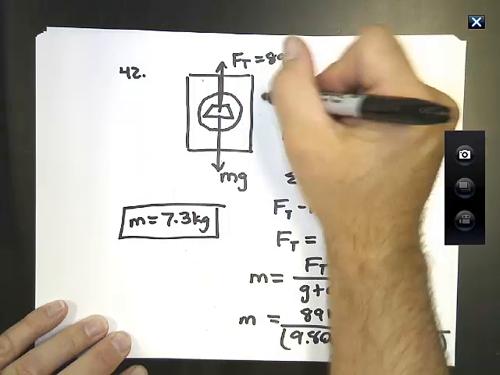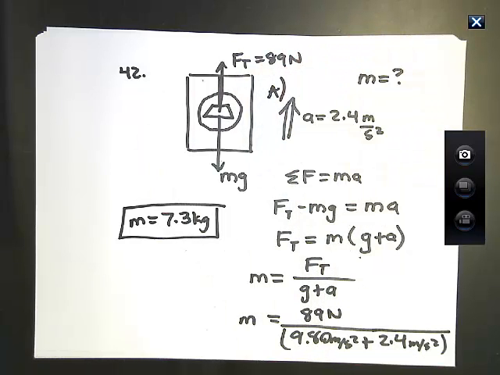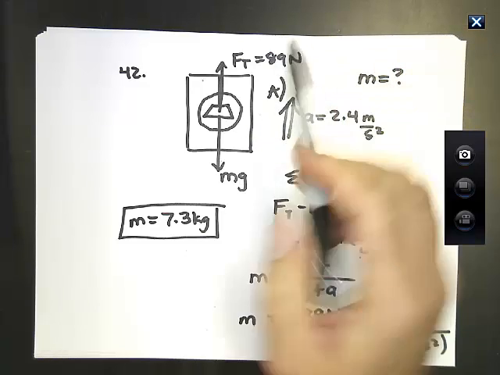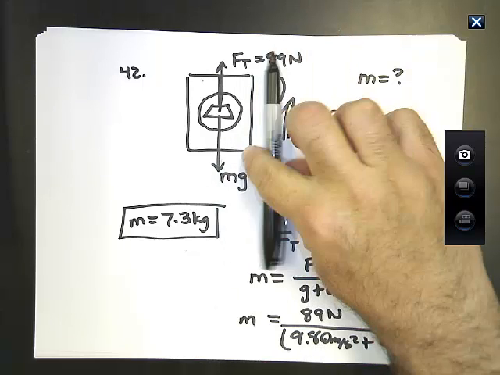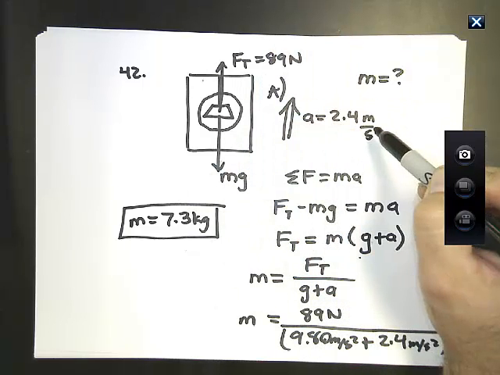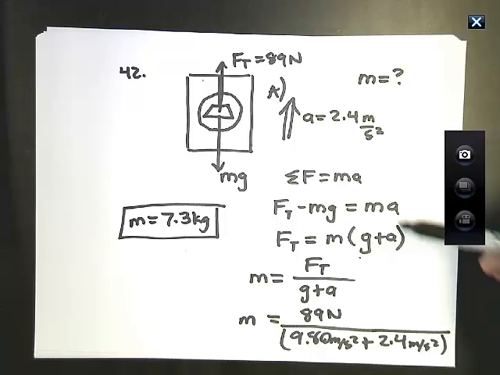Now, that's just part A. Part B asks, okay, suppose that the elevator were heading upward while speeding up. What would be the tension in the rope holding the lamp to the ceiling? Now, you think about that. If this thing is heading upward and speeding up, the direction of the acceleration is exactly the same. F equals ma, all the equations are precisely the same.